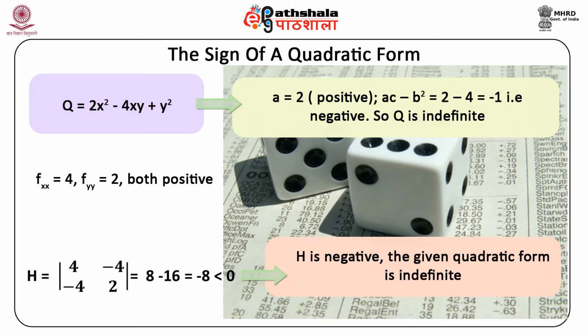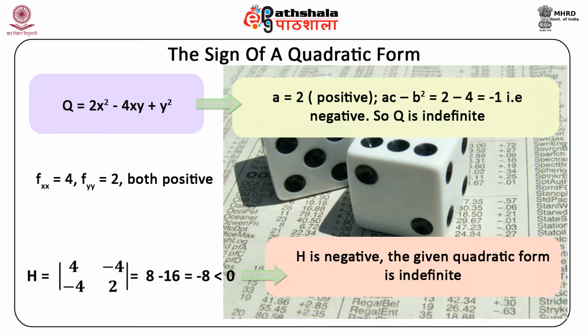Now considering the leading principal minors of H, the first principal minor is equal to 4, positive, while the second principal minor of H is the determinant itself, so negative. This satisfies neither the requirement for positive definiteness nor negative definiteness, so it is indefinite.